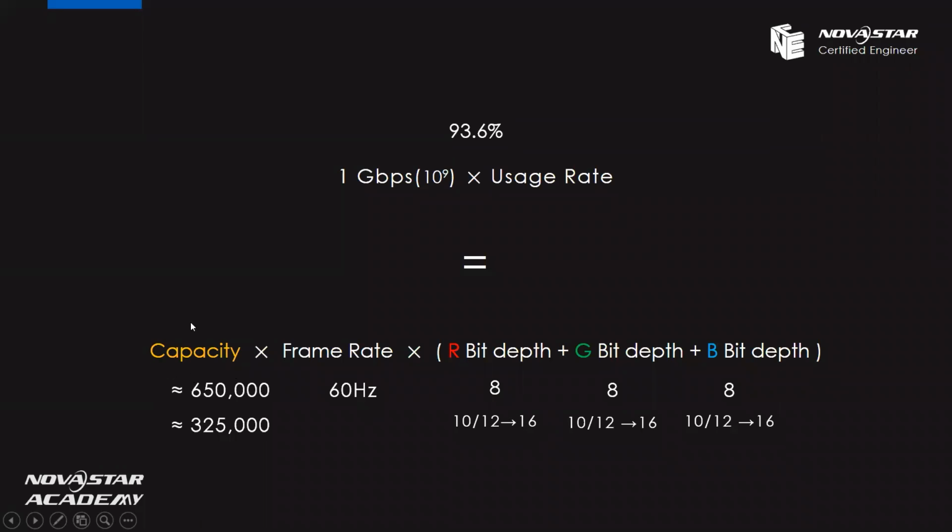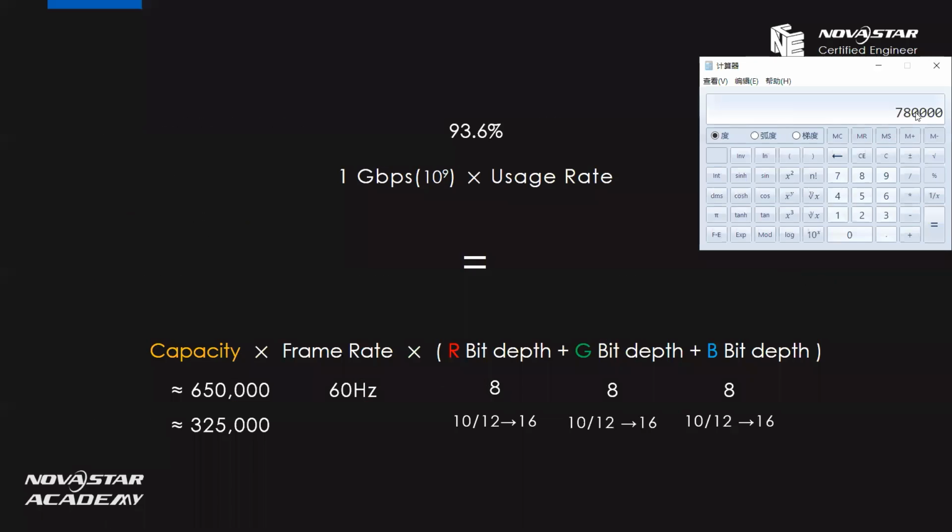Let's see the capacity. Here, 1 gigabits, 93.6%, divided by 60 Hertz. And this time, the color depth is 16, so 16, 16, 16, 48. So after calculating, we can get the loading capacity is 325,000 pixels. So that's why the loading capacity will be cut down by half.